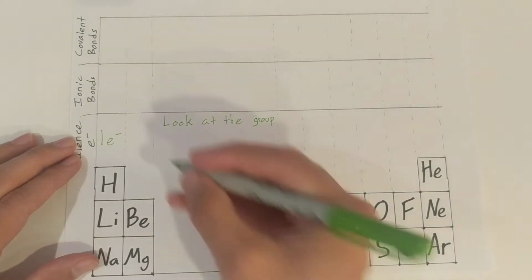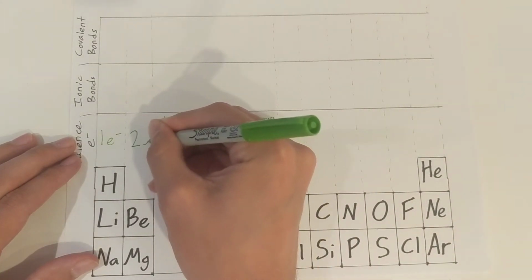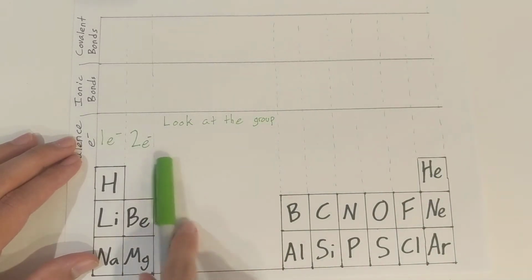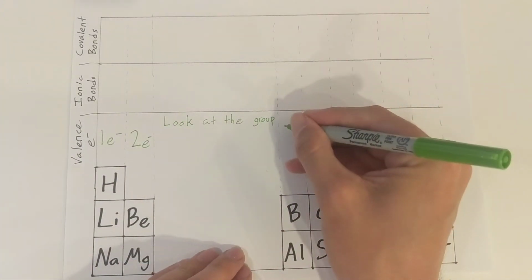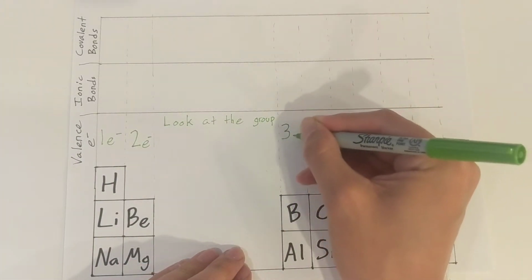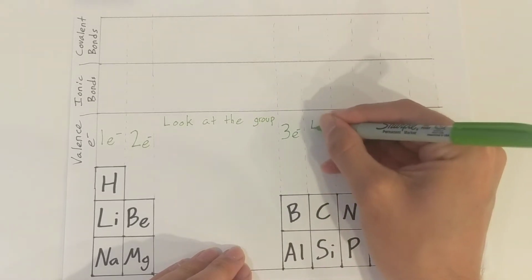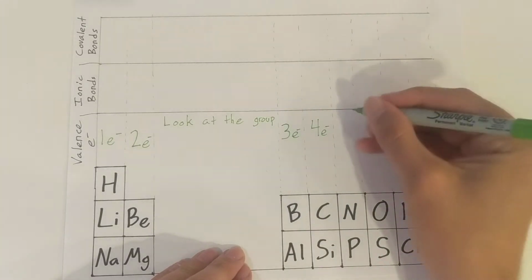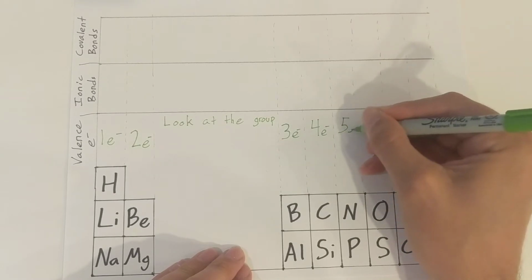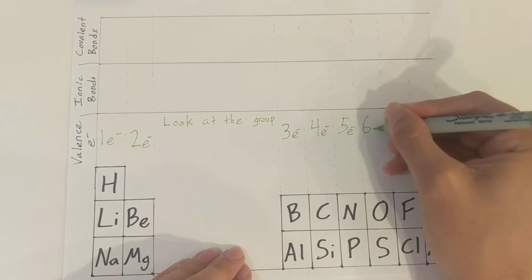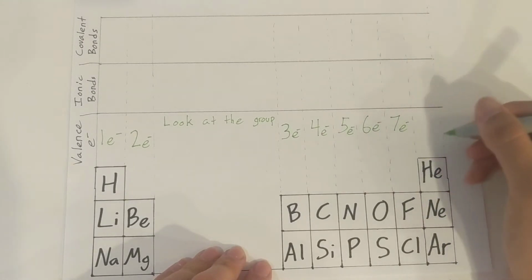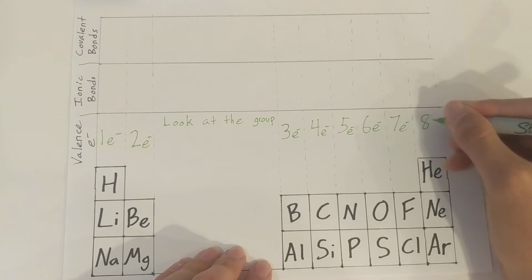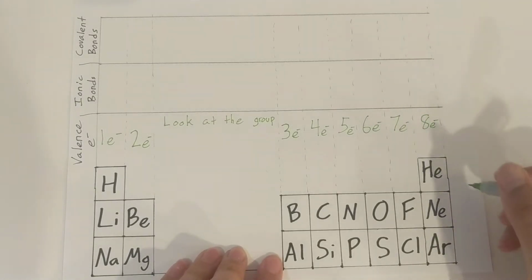Everything in group number 2 has 2 valence electrons. And then if you remember, these are all our transition metals. If we pass through, we'll be at group 13, and it just keeps going from there. 3 valence electrons. This group will have 4 valence electrons, 5 valence electrons, 6, 7, and this group is going to have 8 valence electrons except for helium.